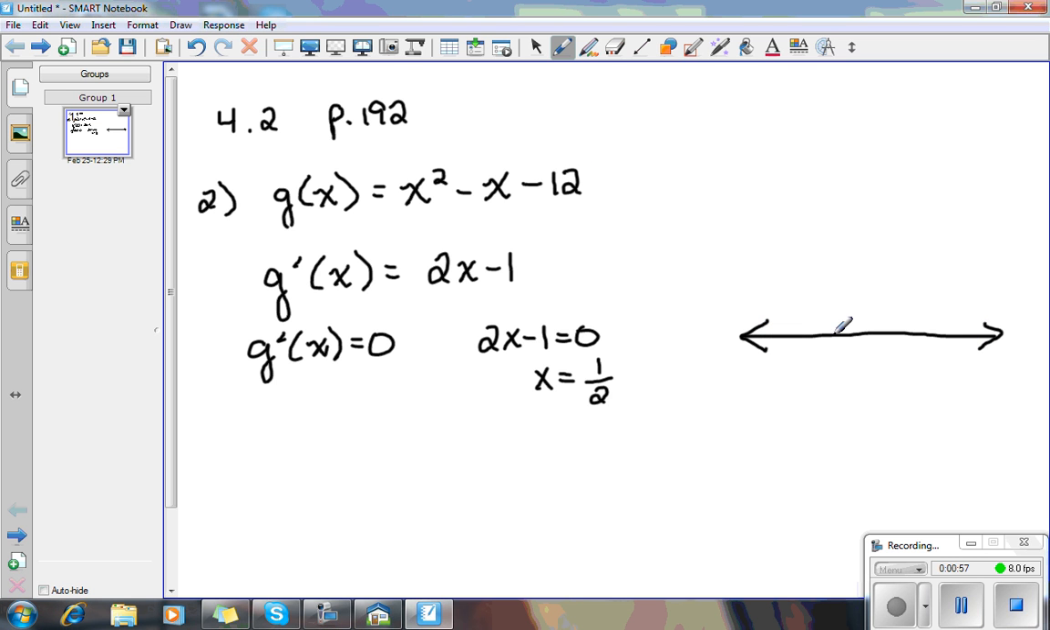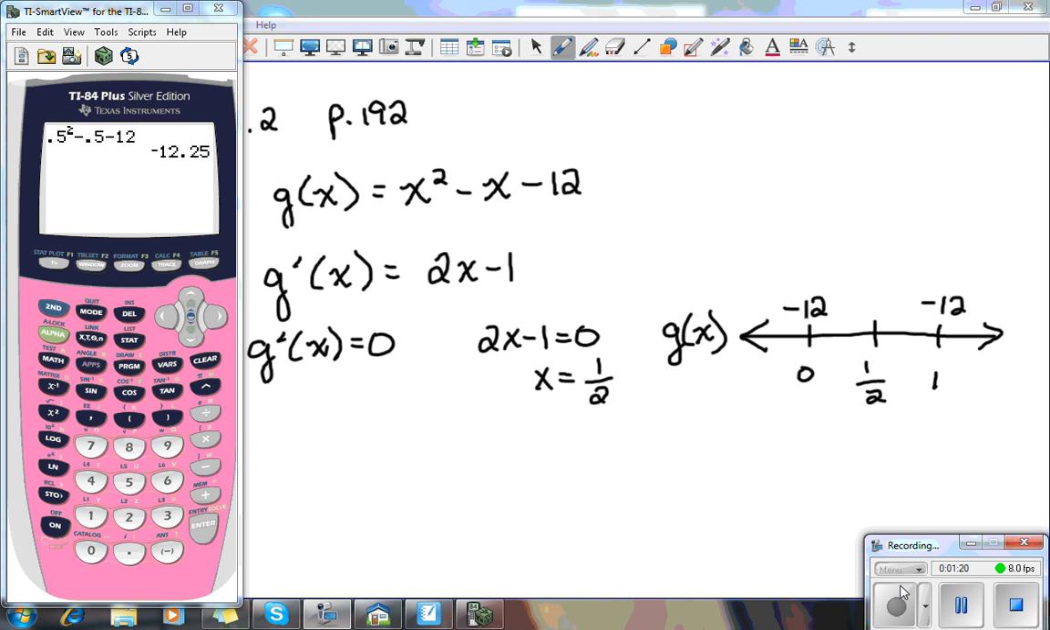So what I'm going to do is mark a half. I'm going to be testing a point on either side and recording the values of g of x above this line. So if I plug in a 0, I get negative 12. If I plug in a 1, again, into my original function, I get negative 12. And if I plug in a 0.5 or a half, then I get negative 12.25. So this tells me that I have a minimum.